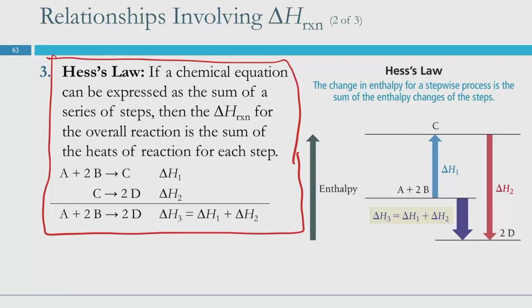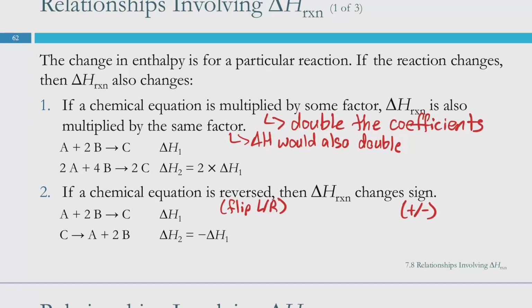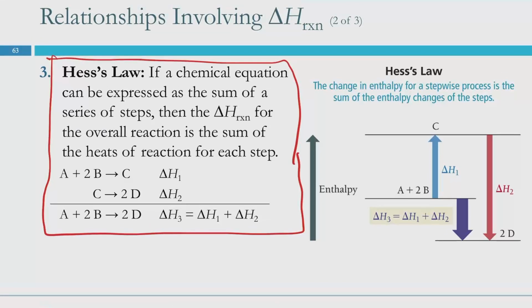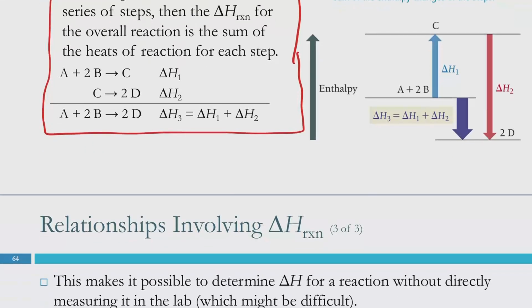So we can multiply all of our coefficients to change our delta H. We can flip the left and the right to reverse or negate our delta H. And we can also add up delta H. Our left and right sides need to cancel out when we're doing these additions. We'll have some examples of this as well.